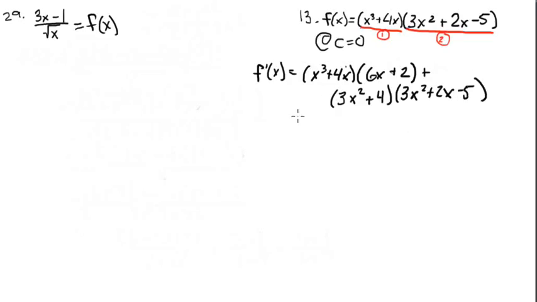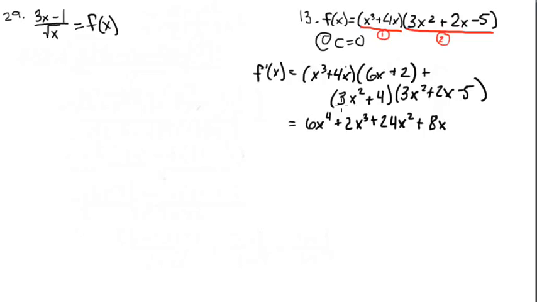So now what's left is just to simplify. We'll do the distribution, first, outside, inside, last, on this first term. We distribute that, and we get 6x to the fourth plus 2x cubed, and then we're going to get 24x squared, and finally plus 8x. So that's all the ones from our distribution in this first term.